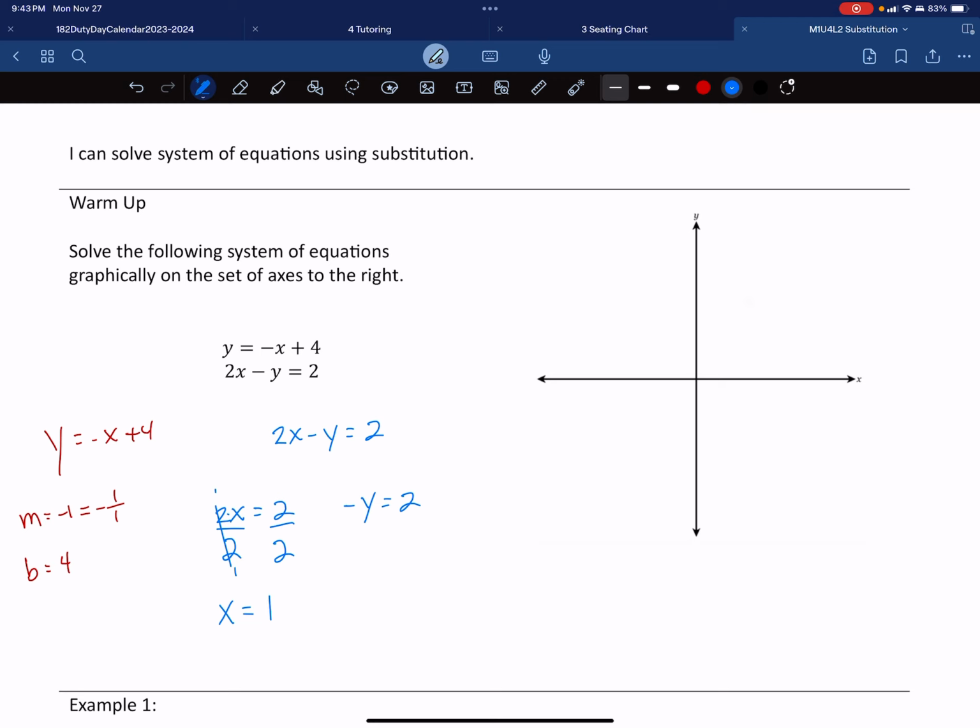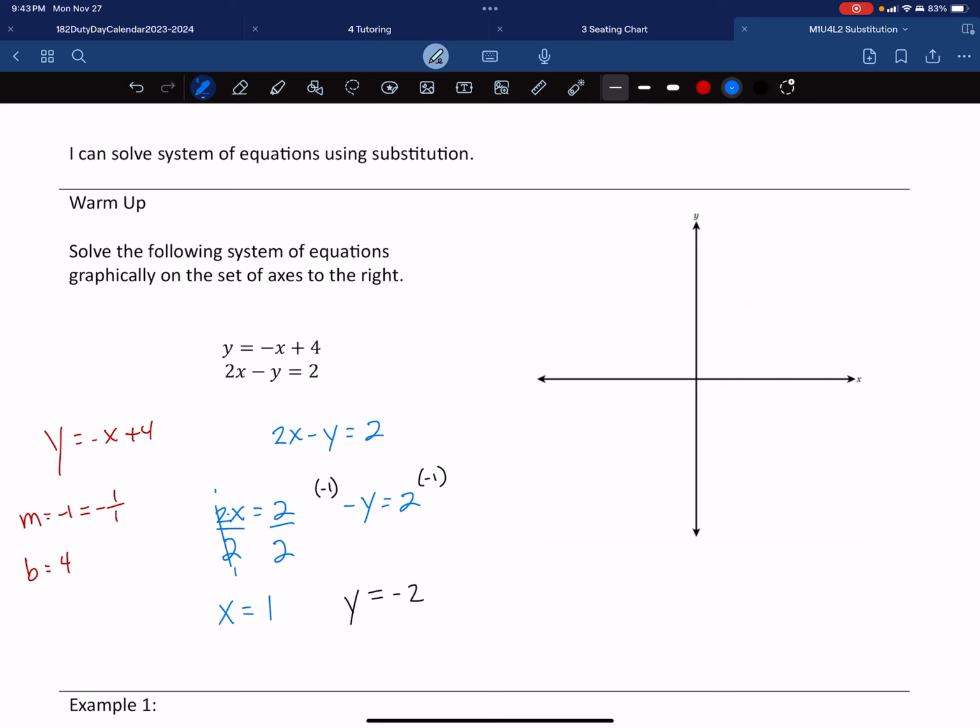So my x-intercept is 1, and my y-intercept, right, we want to get that y by itself, so we're going to multiply both sides by negative 1. So we'll end up with a negative times a negative is a positive y, and negative 1 times 2 is negative 2, right? So we can go ahead and graph.